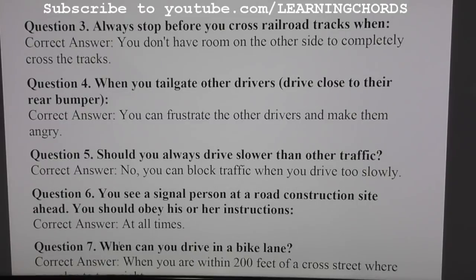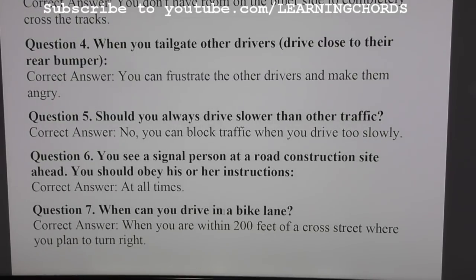Obey at all times. Question 7, when can you drive in a bike lane? When you are within 200 feet of a cross street where you plan to turn right. Now, in Los Angeles, most bike lanes are marked off, and you will see a solid white line until you are about 200 feet away, and then the line will be a broken white line, and that is when you can get into that little area to make your turn.